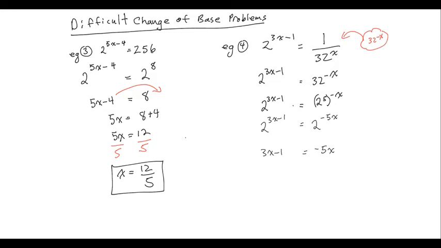Now, we're going to move the 1 to this side, and we're going to take the negative 5x and move it to the other side. So now we end up with the following. Well, 3x plus 5x is equal to 1. 3x and 5x is 8x. 8x is equal to 1, and now we divide both sides by 8, and we're left with x is equal to 1 over 8. And we're done.